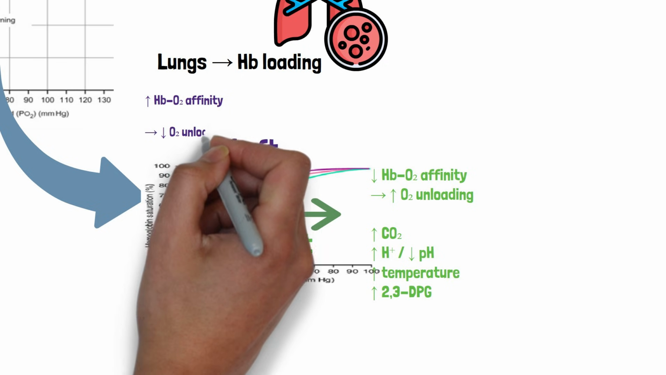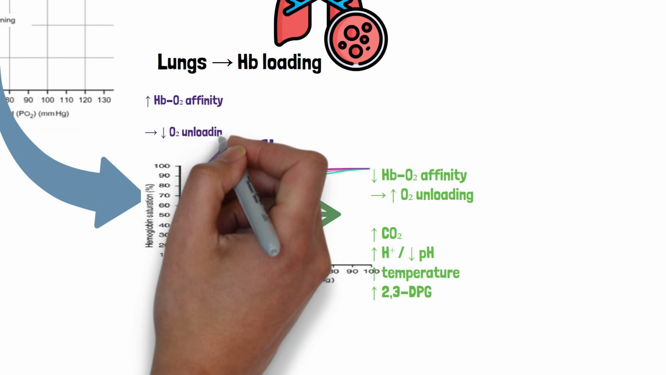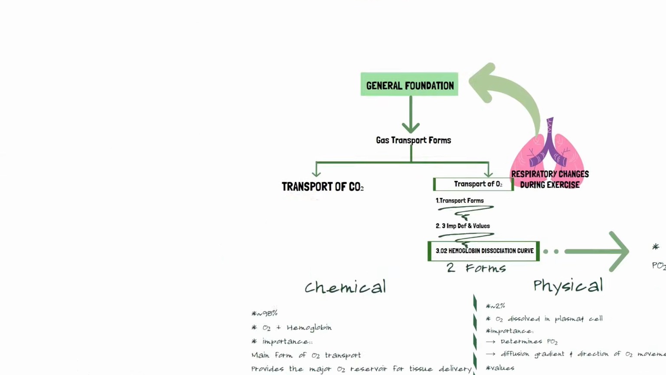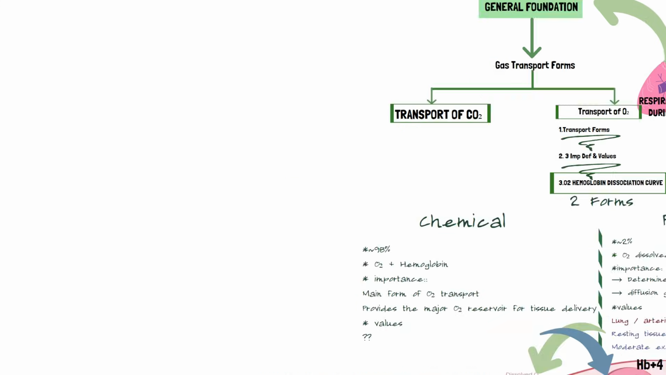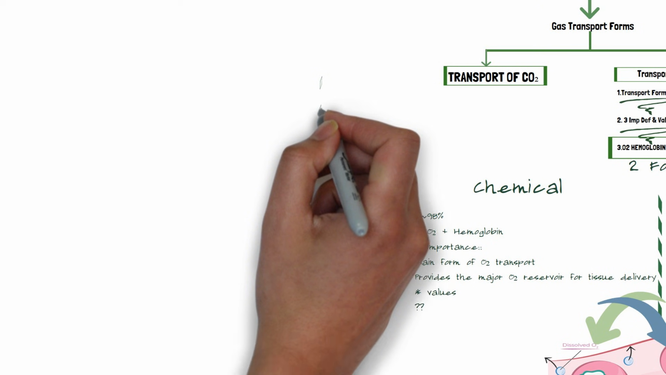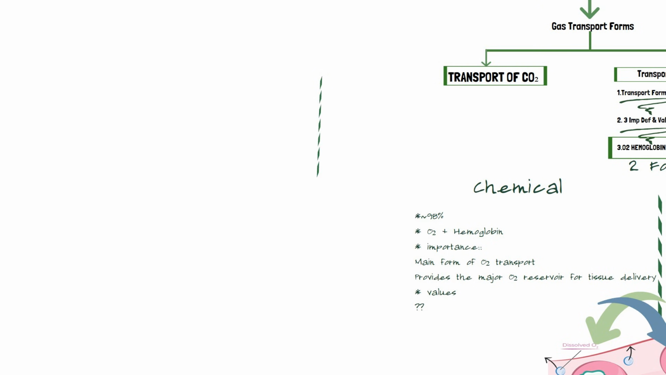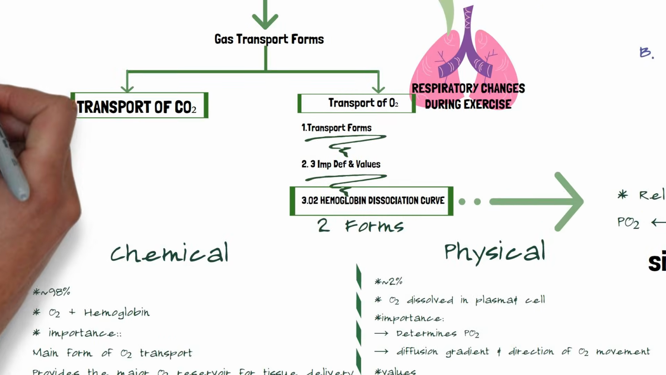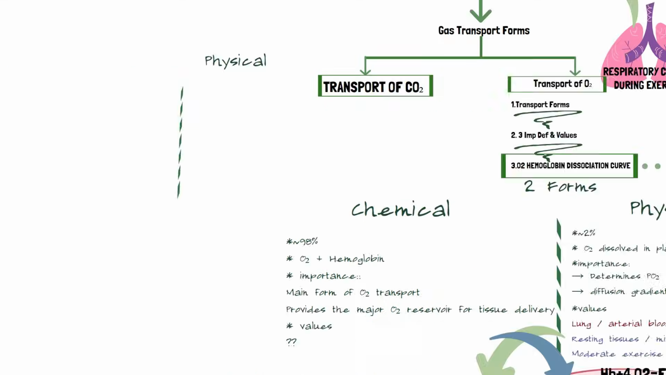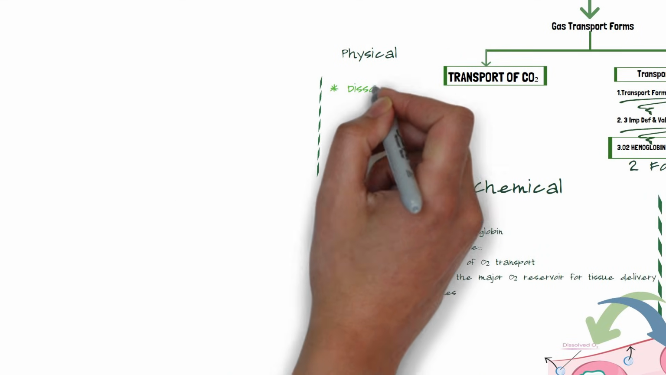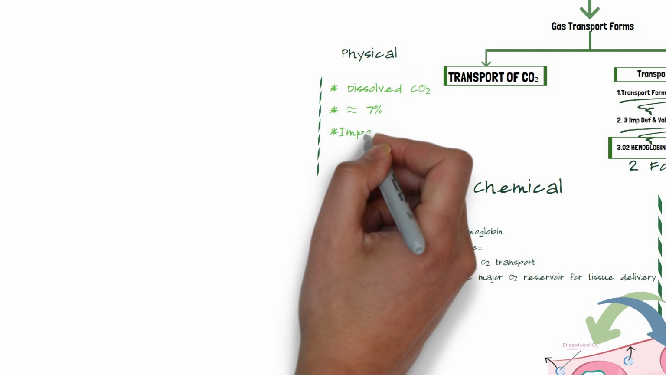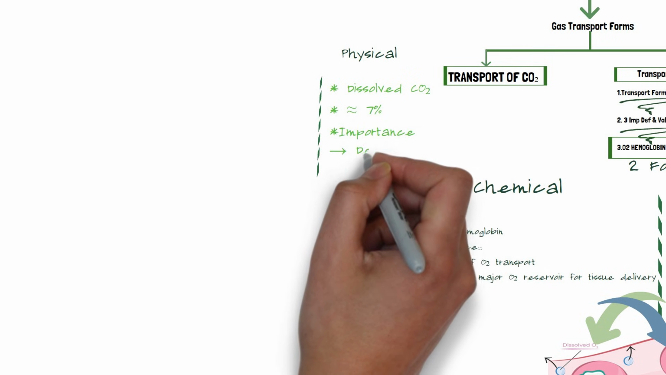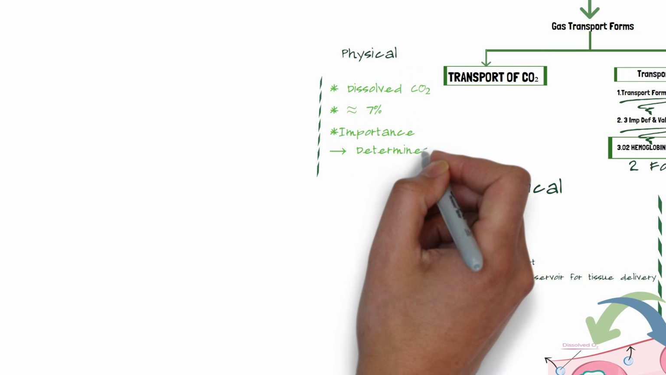Now, after we finish this, let's move to the carbon dioxide transport. And here we also have two forms. First, the physical form, and second, the chemical form. The physical form is also called dissolved. It represents the smallest amount, around 7%. It also determines the carbon dioxide tension and the diffusion direction. In the tissue, it's around 40 millimeters of mercury.